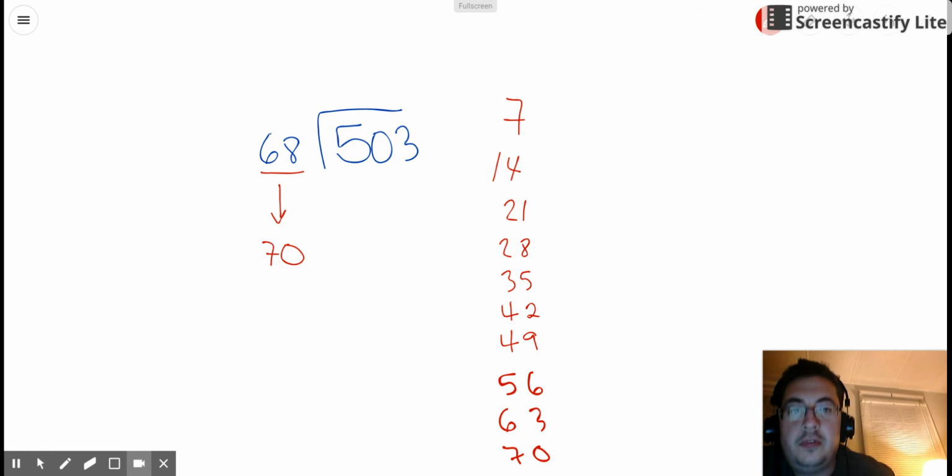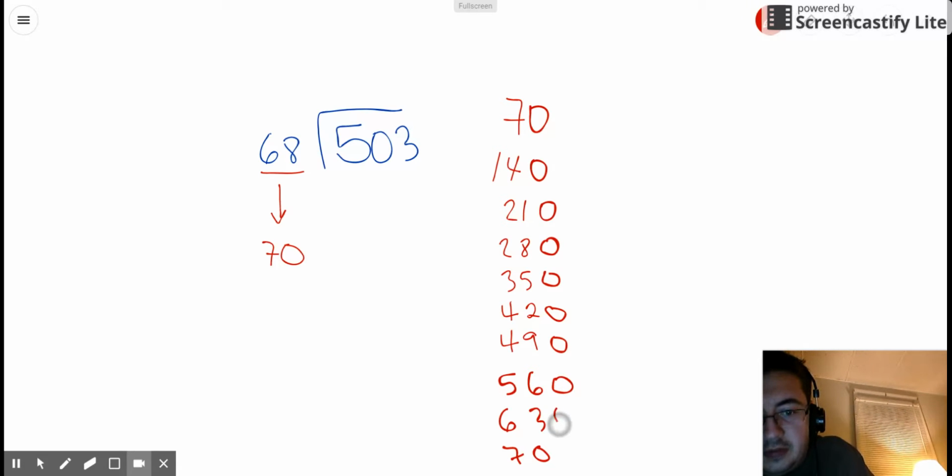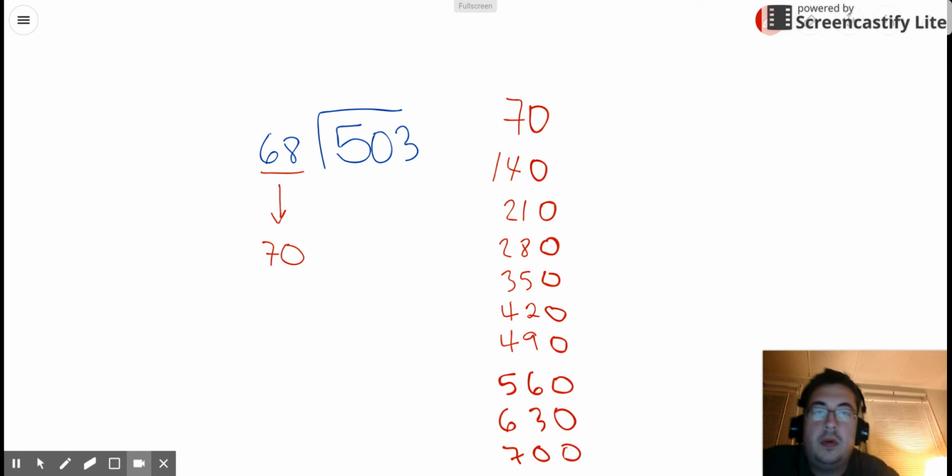But remember, we want to write multiples of our divisor, 70. So I'm just going to add a 0 behind each one of my multiples here. So now I have multiples of 70. Okay, so I have some multiples. And now what I want to do is choose two multiples that are going to get me the closest I can get to 503.